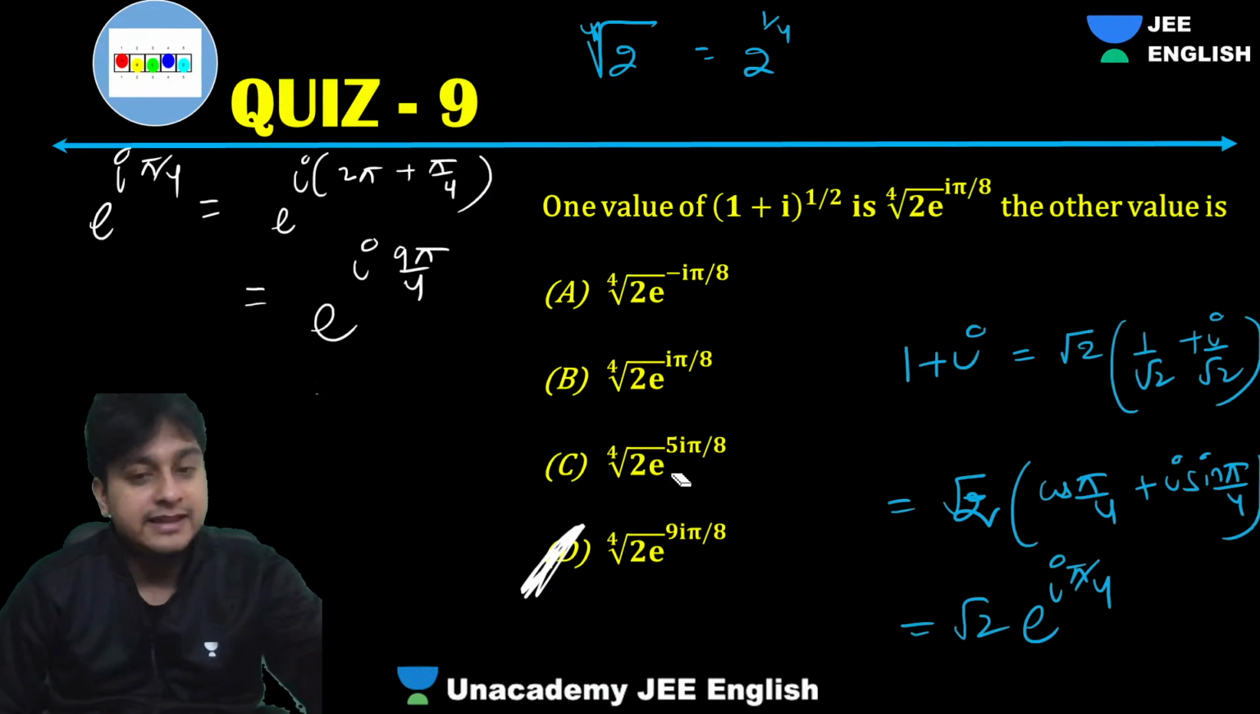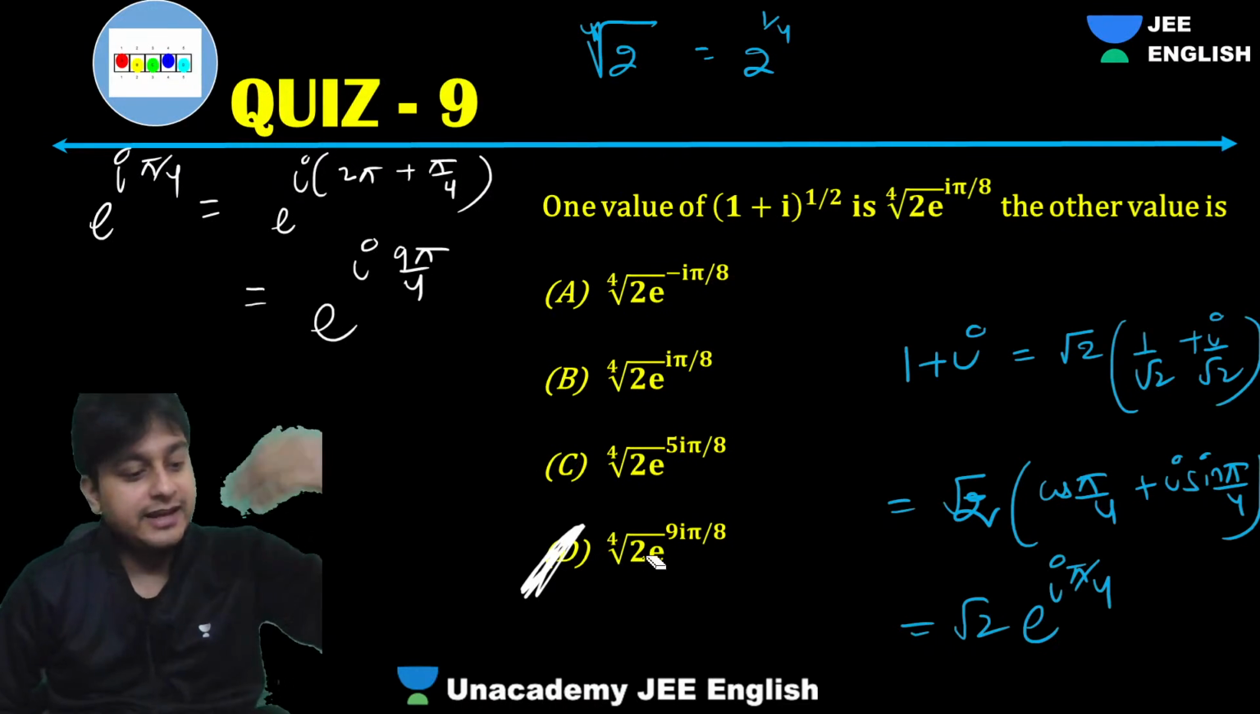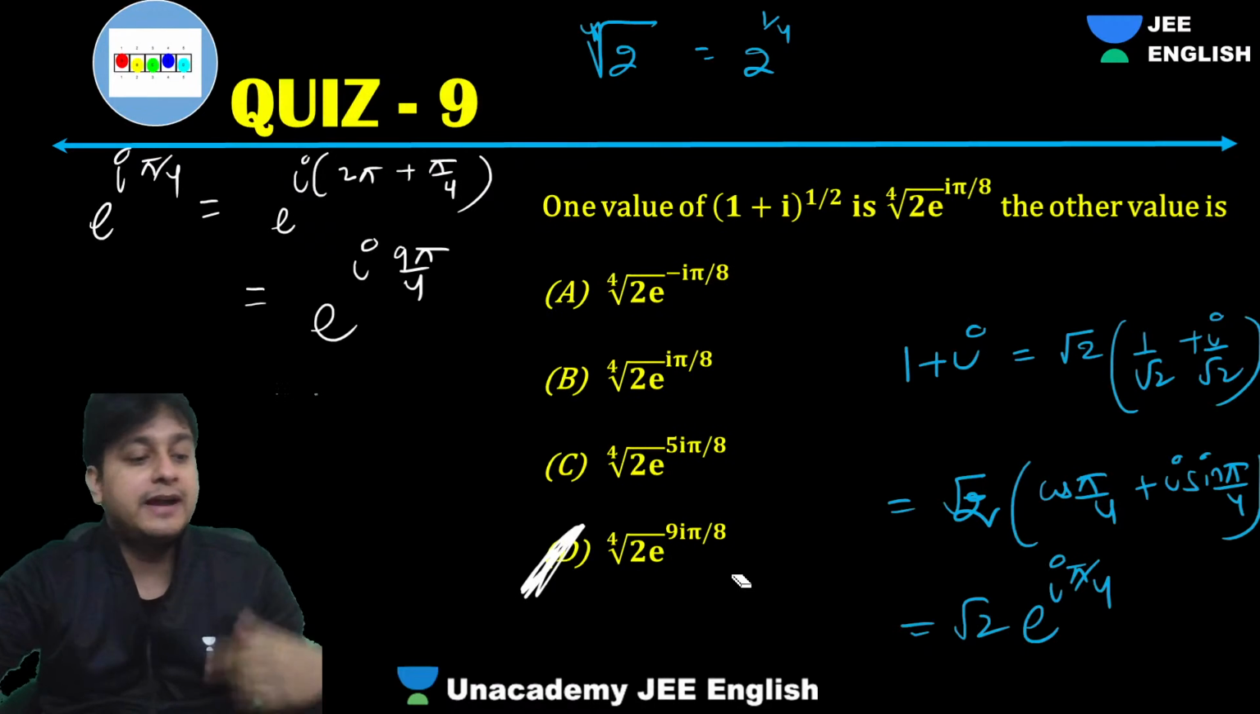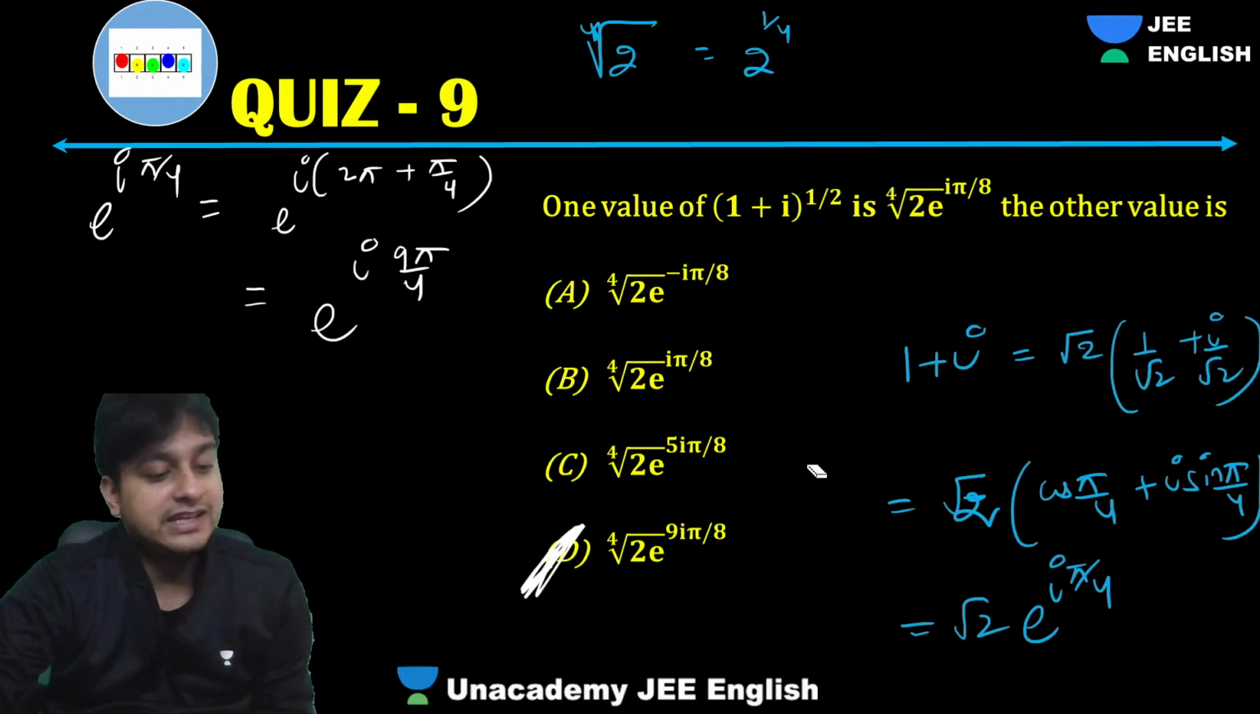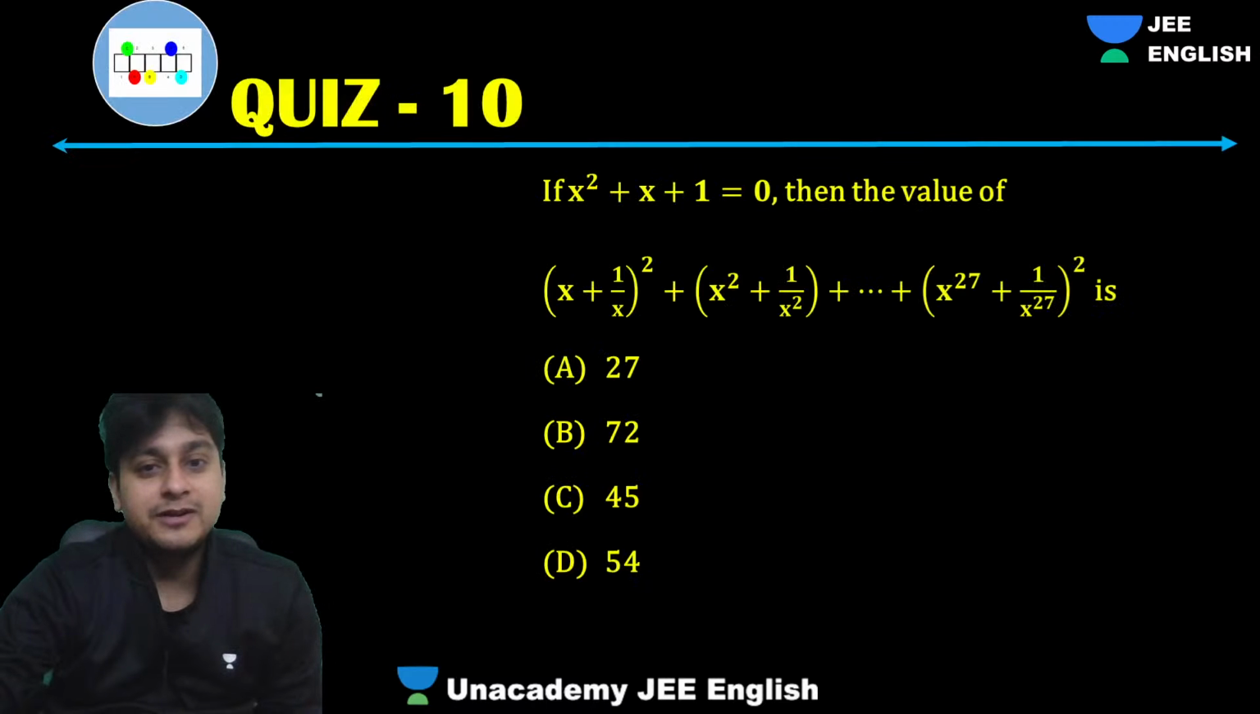If you take 6 pi, that will be back with this one. Then 8 pi will be back with this one. Then 10 pi, 12 pi. So it will keep on repeating the values. So guys, no need to worry about that.